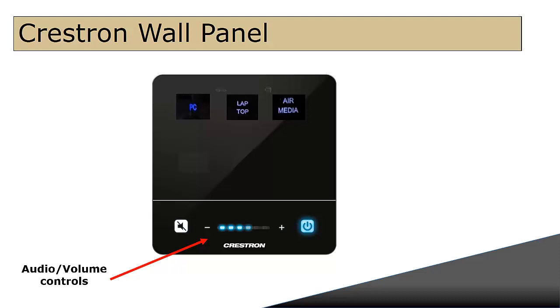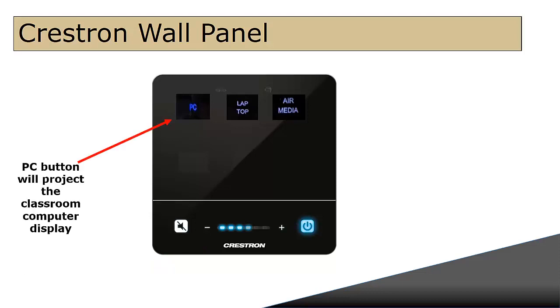A blue light indicates room volume level. It is important to note that if you have adjusted the room volume and are still experiencing issues, check the audio settings on the device from which you are projecting. The PC button denotes the input to which the classroom computer is connected. By touching the PC button in the upper left corner, you are selecting the classroom computer display.